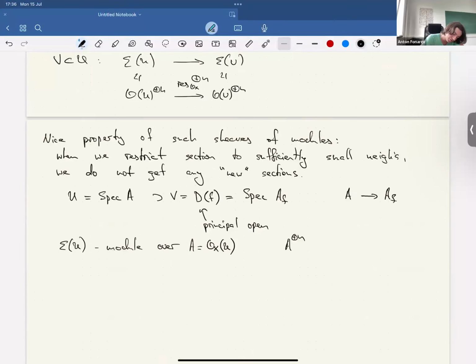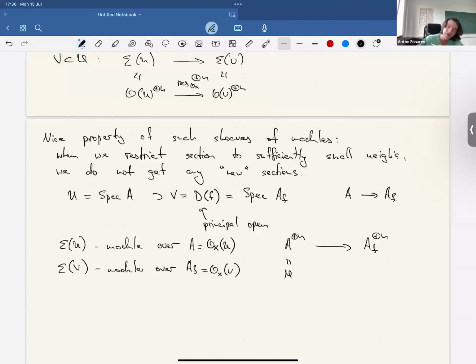So what happens with E of V? Well, this is a module over A localized in F, which is global functions OX of V. And now the corresponding map is the map from A to the n to AF to the n. So let me rewrite it in the following manner. This is just a module M, which is an A module. This is a module M restricted to V, which is an AF module.